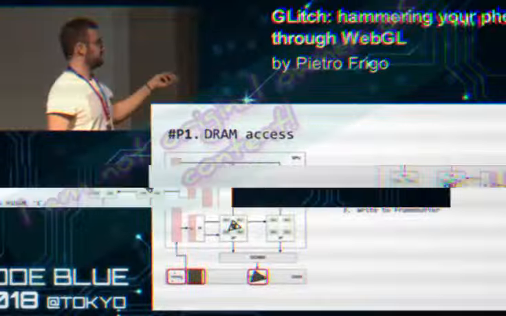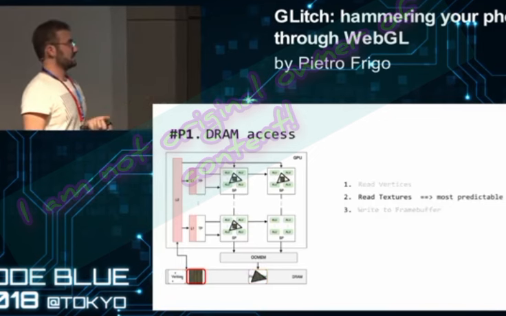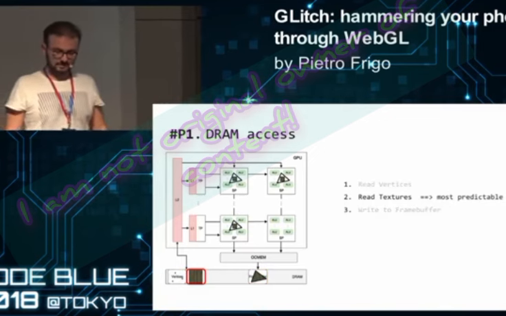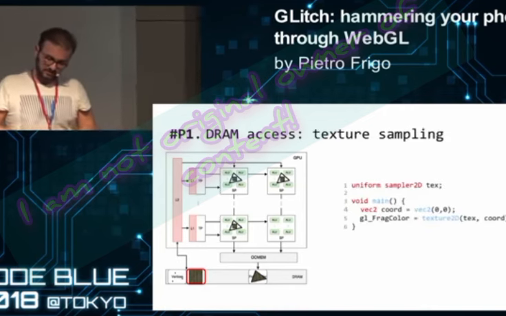These are the 3, so the vertices, and the texture, and the frame buffer, as you can understand. And it turns out that reading the texture is the most predictable one. So it's the one we chose. And the way this works is you can just write a program.